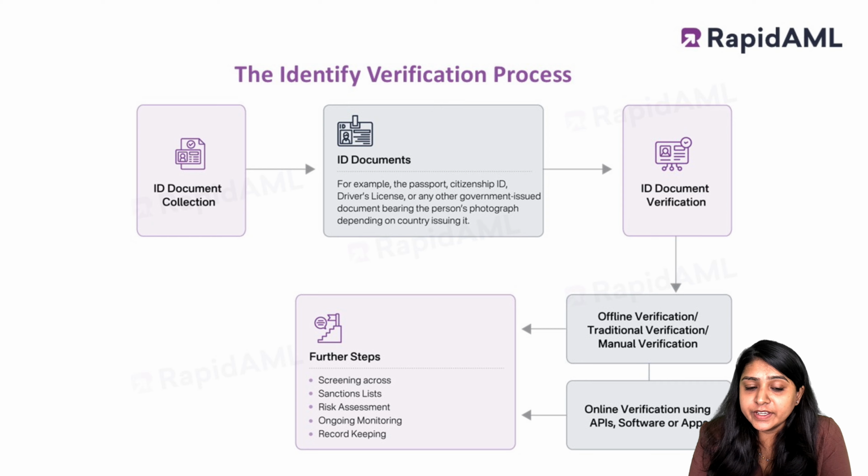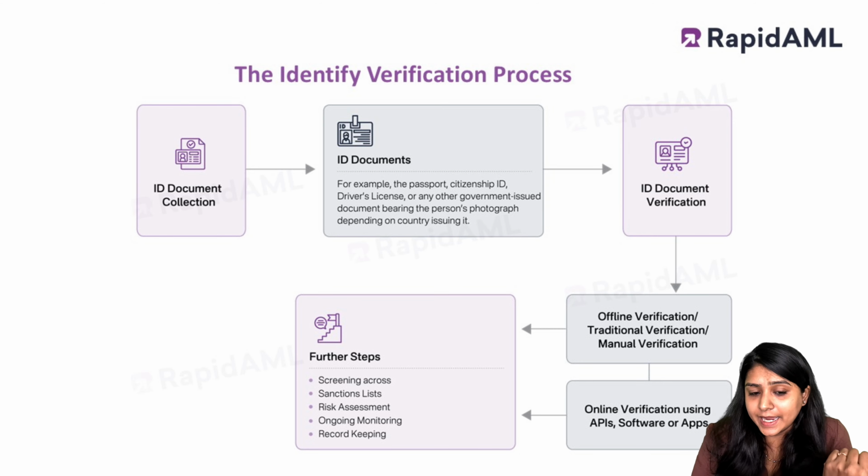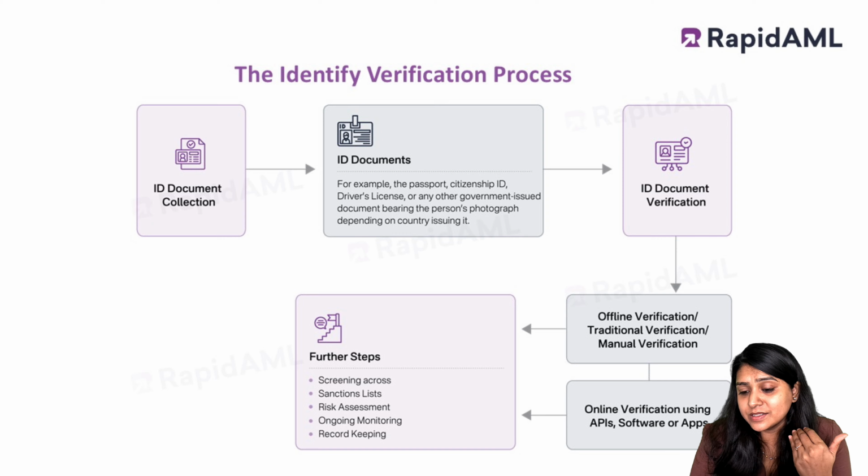The identity verification process: once you get the ID, what ID could it be? It could be a passport, driver's license, Emirates ID, etc. When you get this document, the next step is to verify it. Verification can be done in two ways: offline, manual verification, or online verification. In the UAE there are various tools available, like UAE Pass, where you can check whether a document a person is sharing is right or a fake document.